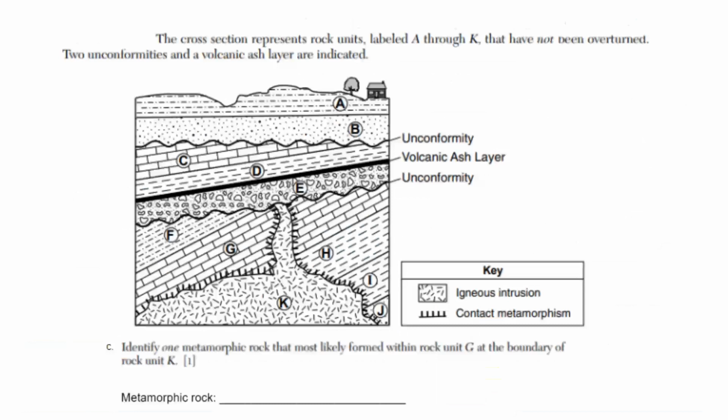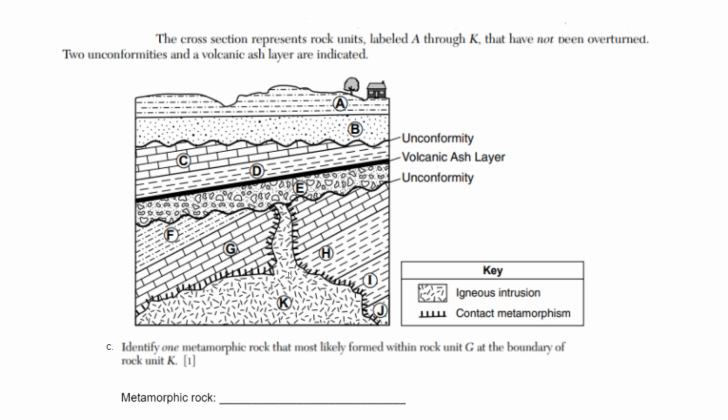9C. So this one is new. Identify one metamorphic rock that most likely formed within rock unit G at the boundary of rock unit K. For this question, we need to understand what contact metamorphism is. First of all, K is magma rising through all these sedimentary rock layers and then cooling down, solidifying, and forming igneous rocks. That's why we call this an igneous intrusion. Igneous rocks form from melting and solidification.